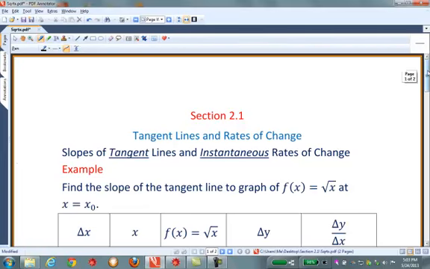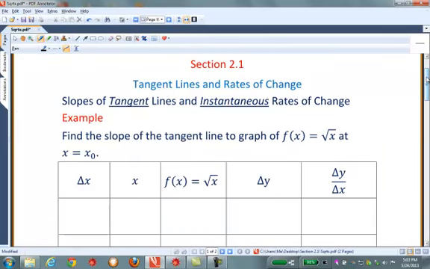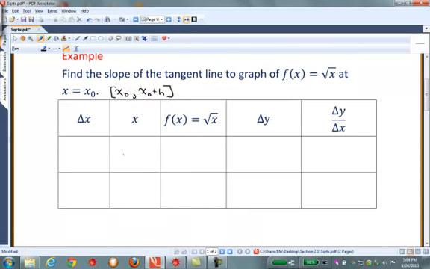A second example that I'd like to do involves finding the slope of the tangent line, or instantaneous rate of change, for the function f of x is equal to the square root of x, again at the arbitrary point x0. So as before, we're thinking first of all of the average rate of change on the interval from x0 to x0 plus h, and then after we find the expression for the average rate of change, we'll take the limit again as h approaches 0, or as the right endpoint approaches the left endpoint.